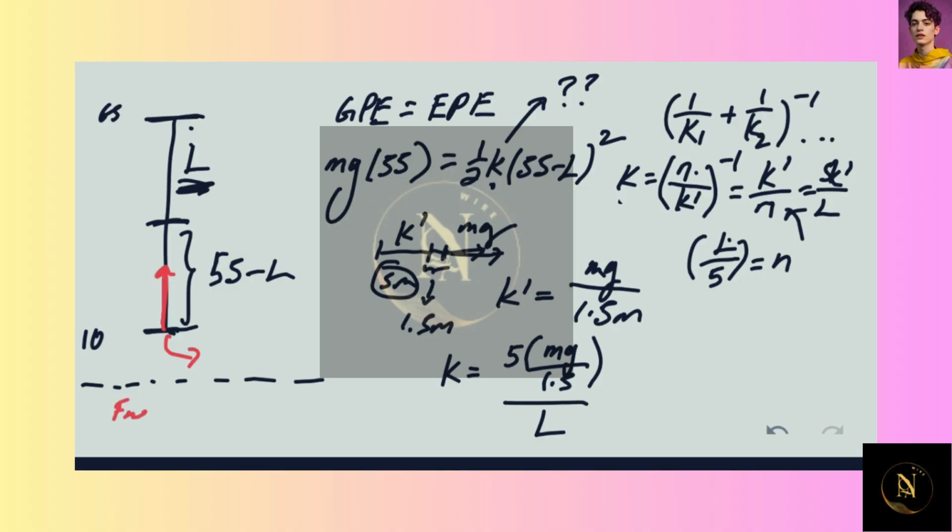So the net force that he will experience is k times (55 minus L), which is the upward force from the cord, minus the force due to gravity, which is just mg. And this we equate to ma, the net acceleration, which we want to find. This will be the highest acceleration.